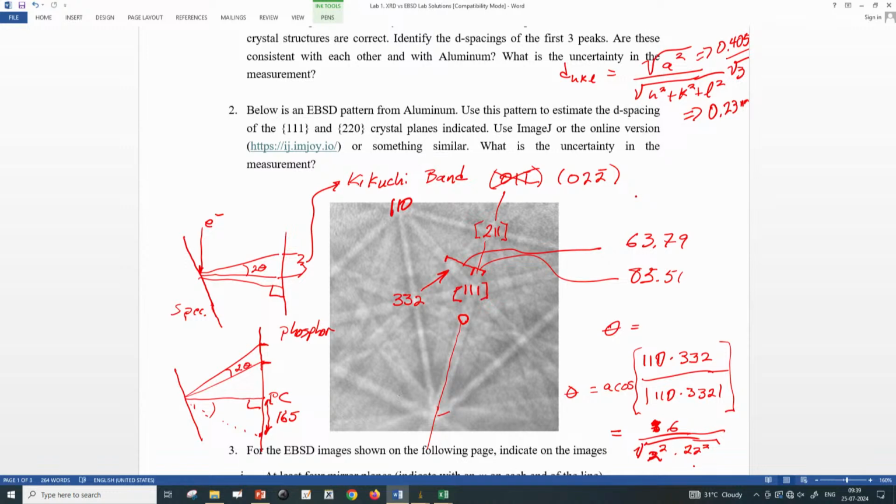Somebody can Google dot product and type in the numbers. Say again? 25 degrees. Okay, I'll take it. 25 degrees. So this will give us what the specimen to screen distance is. So we have 165 here. We know this angle is 25.